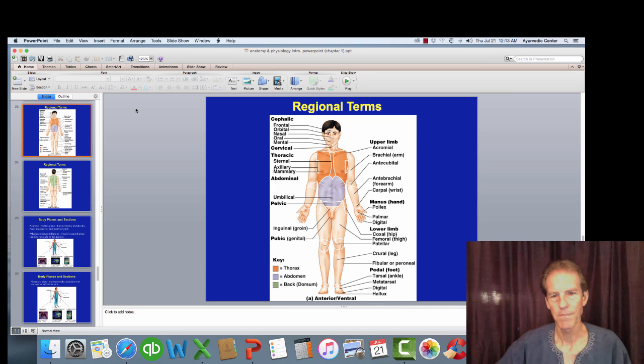In the upper limb, we have the acromial area, the brachial area, the antebrachial area, the carpal or wrist area, and the manus, or the palm and hand, and the pollex would be like you vote with your poll, pollex, and these would be digits or digital. This would be palmar.